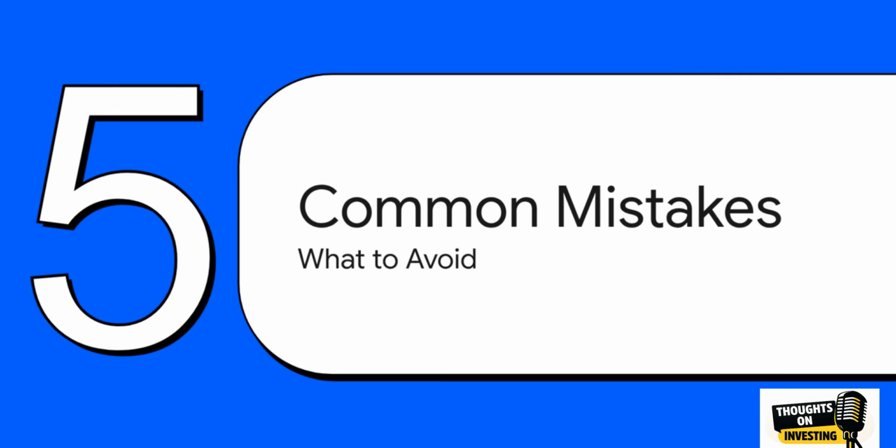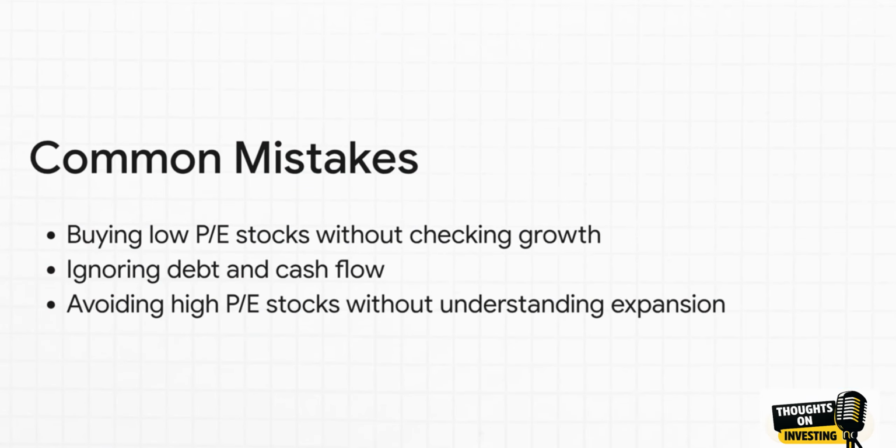So, because context is everything, it's super easy to fall into some common traps. Let's quickly go over what you want to avoid doing. Okay, big mistake number 1, buying a stock just because it has a low PE. That could be a value trap, a company that's cheap for a very good and very bad reason. On the flip side, don't automatically run away from a high PE stock. You might be missing out on the next big growth story. You always have to dig deeper. Check the debt, the cash flow, and make sure those earnings are real and not just some one-time fluke.